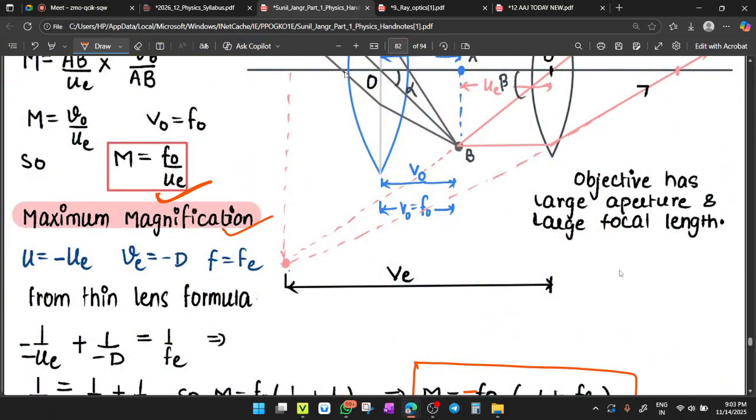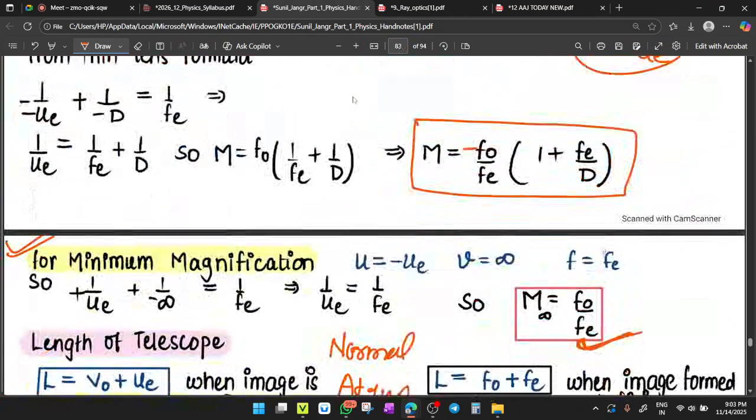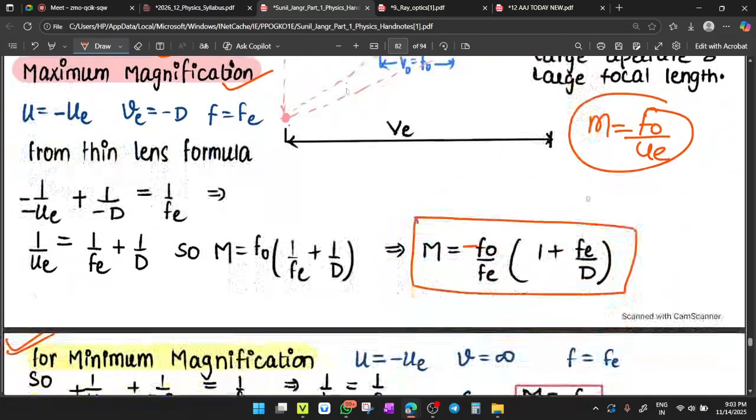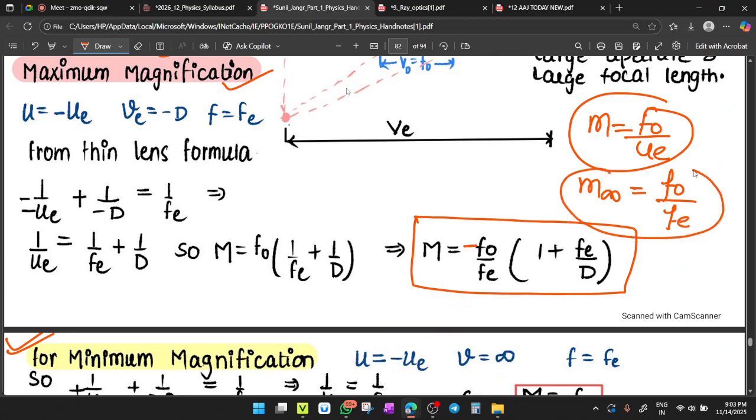Make them. First, M equals FO upon UE. This is the first formula. Clear? Then M at infinity equals FO upon FE. This is for infinity. And this is M at the least distance of distinct vision: minus FO upon FE times 1 plus FE by D. Clear? Three formulas. So this has been completed.